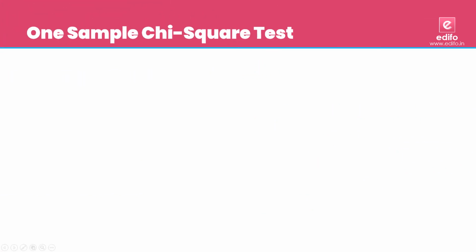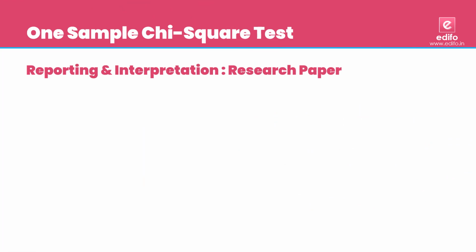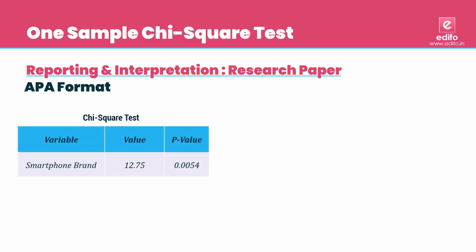Now let's check how we can report this for a research paper. Normally in research papers, we follow an APA style of reporting, or we can say APA format. APA stands for American Psychological Association. This is a worldwide accepted format of reporting in research papers. Here I am going to explain how we can report in APA format. So for this purpose, first of all, you need to depict the table like this.